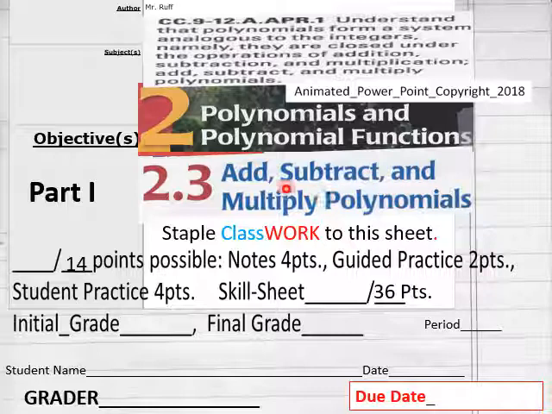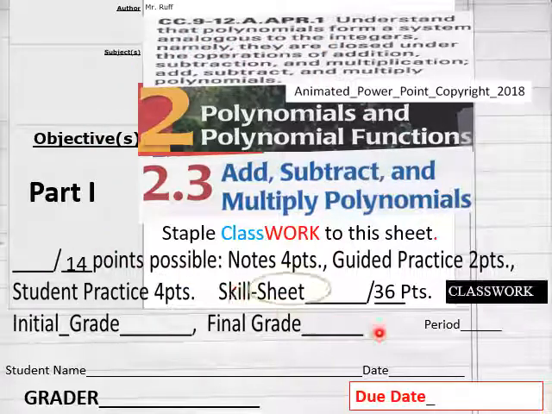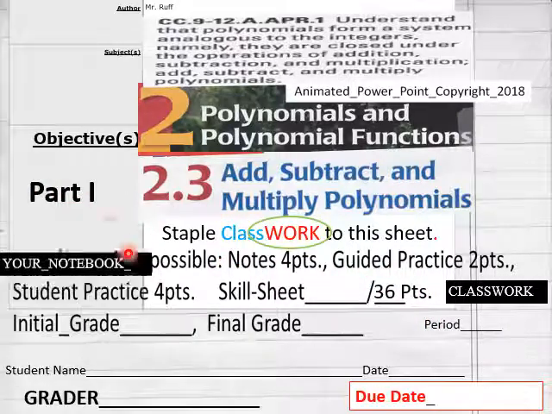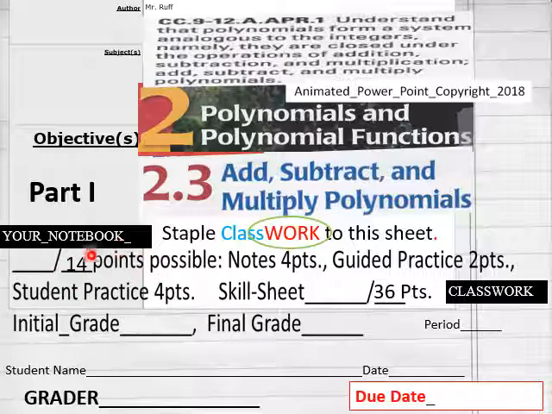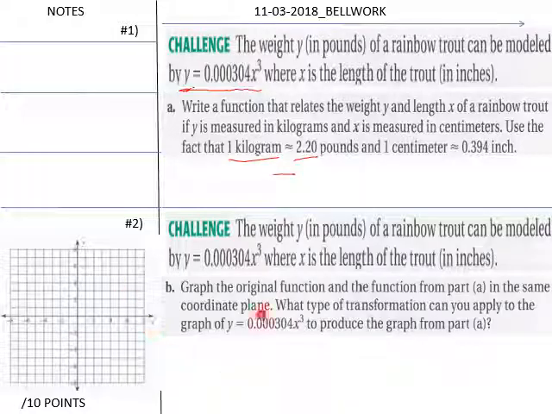2.3, add, subtract, and multiply polynomials. Here's your standard. Part 1, we got a 36-point skill sheet at the end of this lesson, and then we got a notebook responsibility here of 14 points, goes in your notebook.